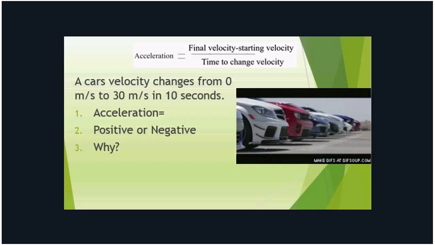So this question reads, a car's velocity changes from 0 to 30 meters per second. So that means that its starting velocity was 0. That's the first number I give you. The ending velocity is 30. So when you set this up, you're going to take 30 minus 0, all divided by the time to change velocity. So I'm going to divide it by 10. You have to simplify this before you put it into your calculator. You would take 30 minus 0, which is 30, divided by 10, which would give you 3 meters per second.